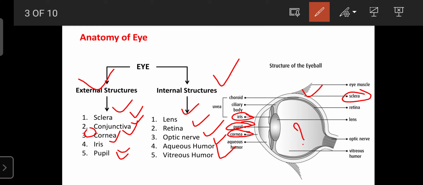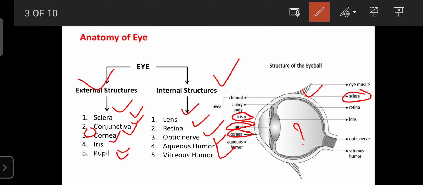The pupil is the small opening located in the middle of the iris. In the middle of the eye, in the iris, one small point is present, and that point is nothing but the pupil. This pupil is the only place through which the light from objects can enter into the eye. So these are the external accessory structures of the eye: the sclera, conjunctiva, cornea, iris, as well as the pupil.